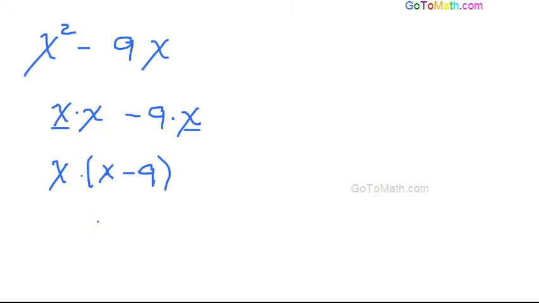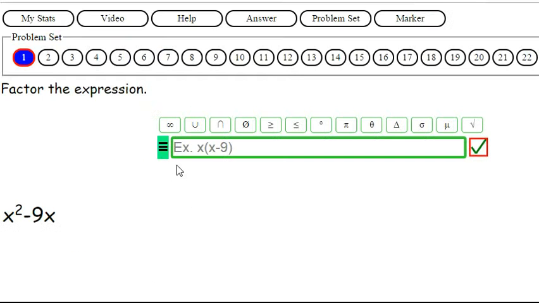So x times x is x squared. And x times minus 9 is minus 9x. Alright? However, that's going to be the answer. Okay, so it's pretty simple. X times x minus 9. Alright? And what's actually interesting here, this is coincidence. Okay, that's coincidence there. Let's go ahead and hit enter.